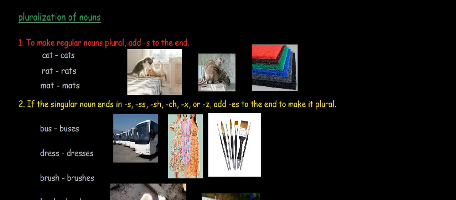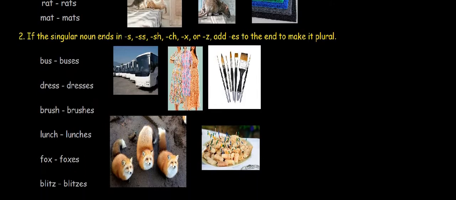To begin with, let us consider the most simple, the most regular way we pluralize most nouns. The first method of pluralizing a noun is you simply add an s to the end of the singular noun. For an example, cat, you add an s to the end to pluralize it. Rat, you add an s, rats. Mat, you add an s, it makes mats. Okay, so that is our first method of pluralizing nouns. Moving on to our second method.